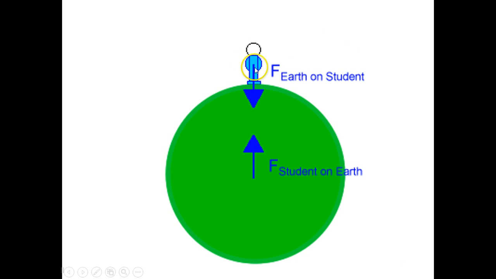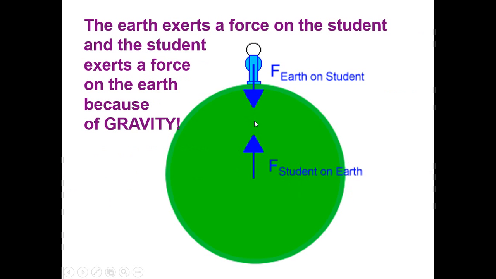Here's a picture of the gravity of Earth acting on the student and the force of the student on the Earth. The Earth exerts a force on the student, and the student exerts a force on the Earth because of gravity. Which is the greater force, however? Well, the greater force is the force applied by the Earth because it's so much more massive than the student.